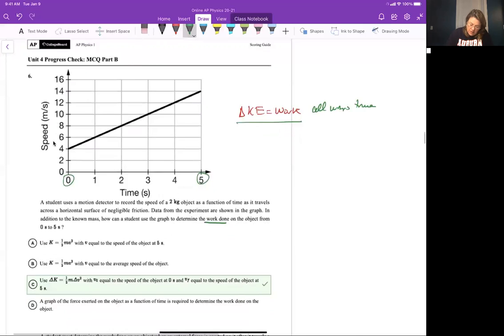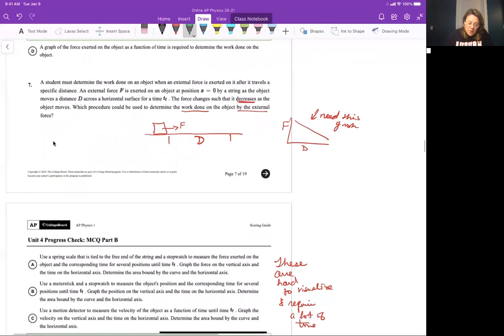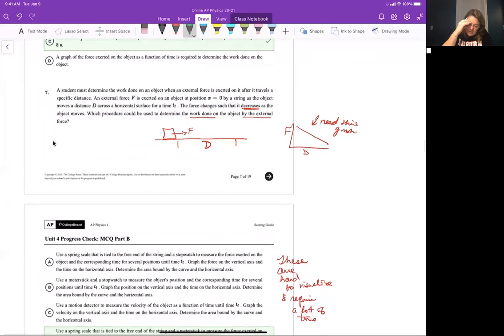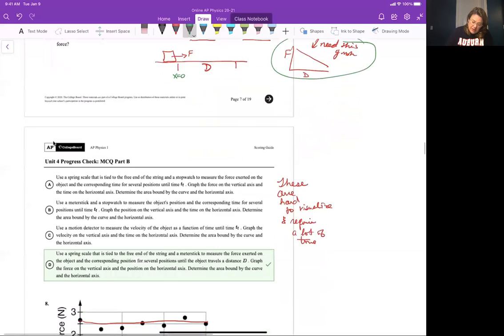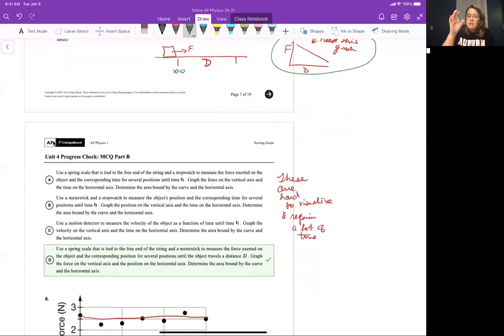On an object, okay? Student must determine the work done on an object when an external force is exerted on it after it travels some distance. An external force F is exerted on the object at a position x equals 0 by a string as the object moves some distance d for some time. The force changes such that the force decreases. So we have a decreasing force, so it's not constant. What procedure could be used? We need a graph like this, most likely. These are not easy. I'm just going to tell you right now.